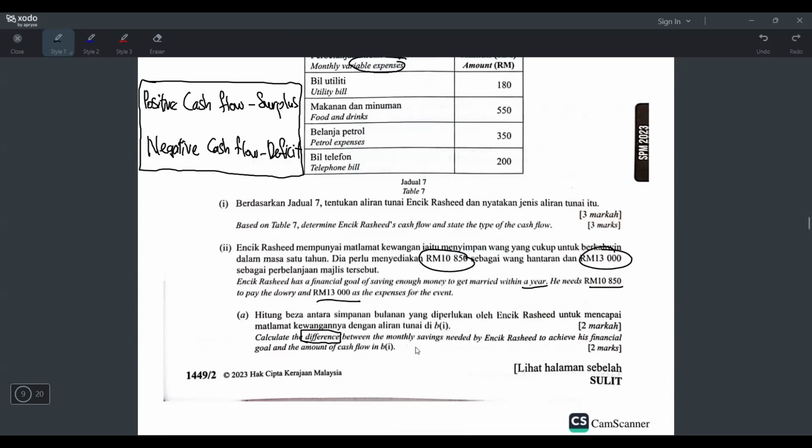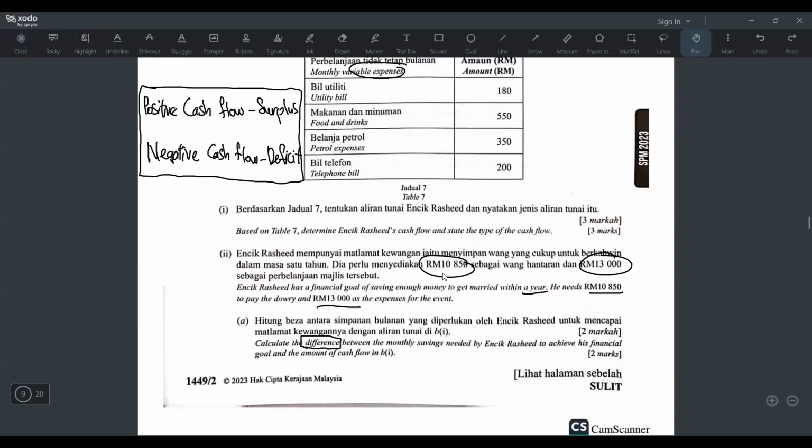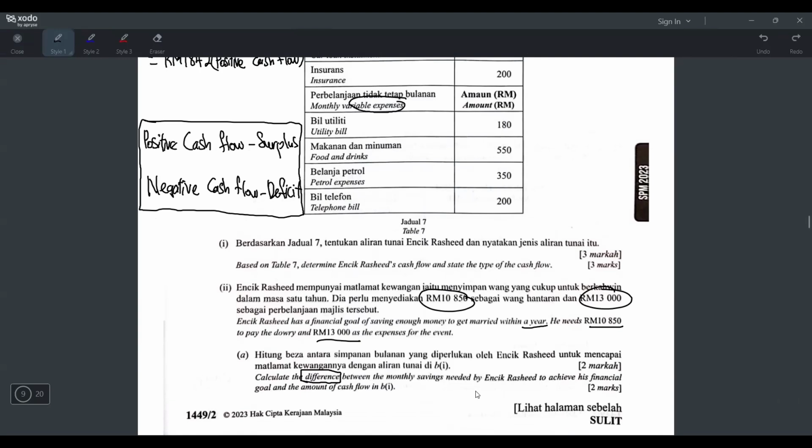So we already know confirm the savings is not enough, because they said calculate the difference between savings needed. So it means like he needs more lah. So kita sudah tahu dia memang tak cukup duit. It means the savings is not enough in 1 year to pay for this, right? And my job now is to calculate the difference between monthly savings needed and the goal, right?